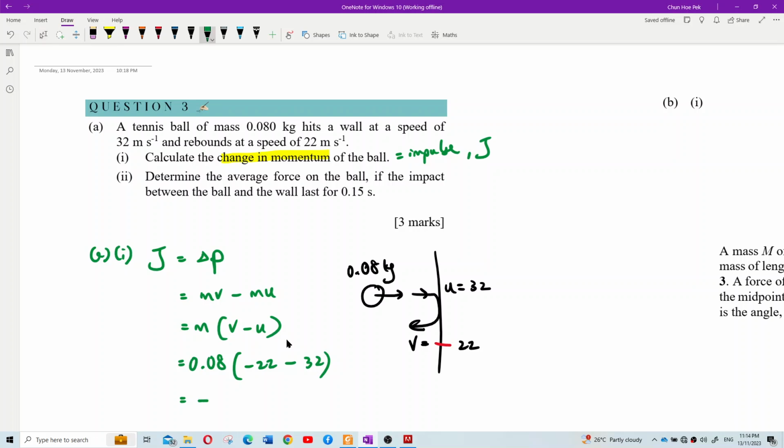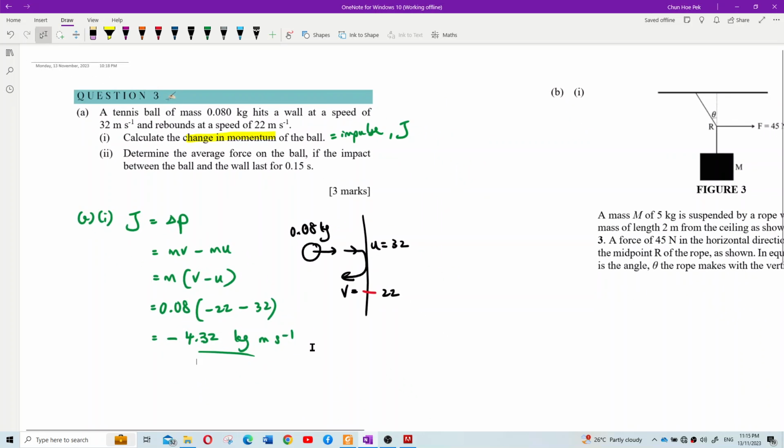Okay, so the impulse is negative 2.56. The unit of impulse is kilogram meter per second, yeah, class. That's impulse.